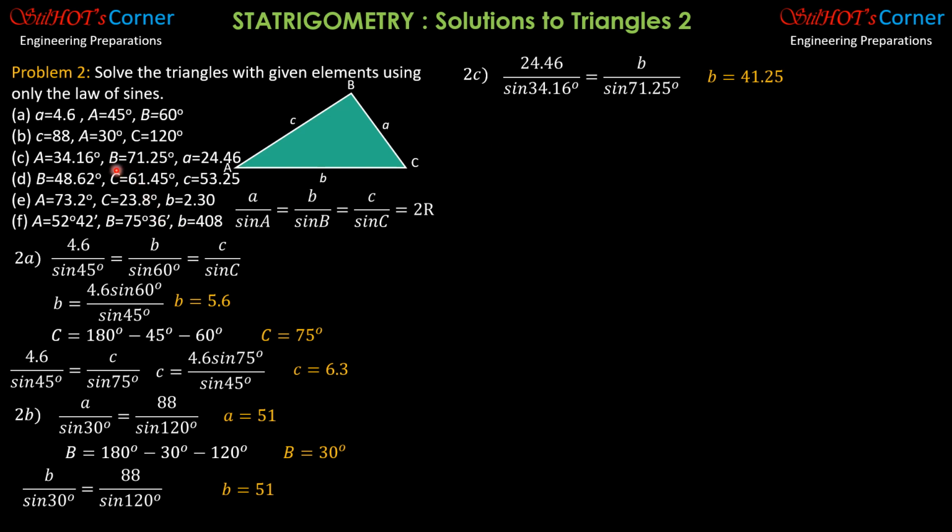Then let's solve angle C. Angle C is 180 degrees minus 34.16 degrees minus 71.25 degrees. To four significant figures, angle C is 74.59 degrees. Then sine law to solve for side c, because angle C has been found.